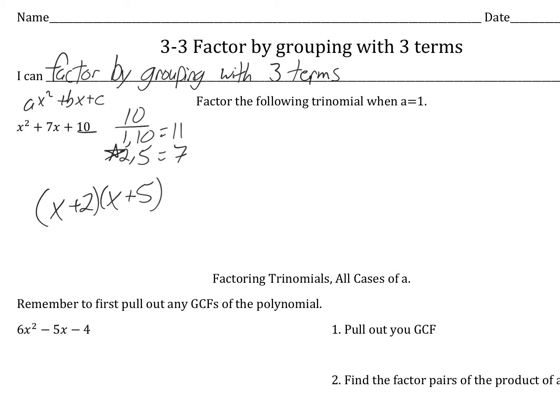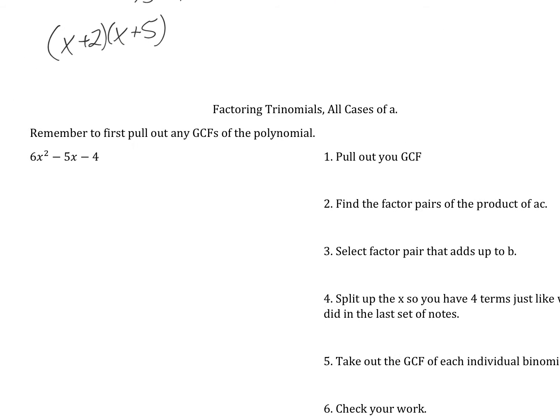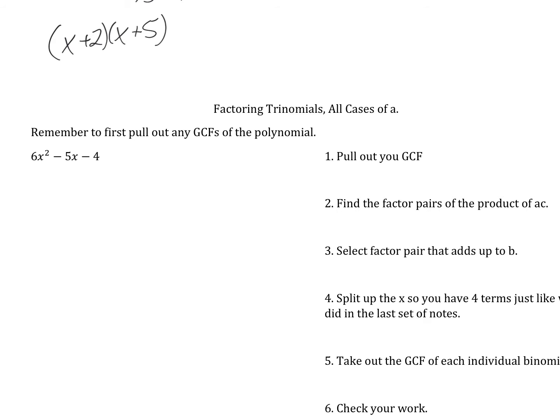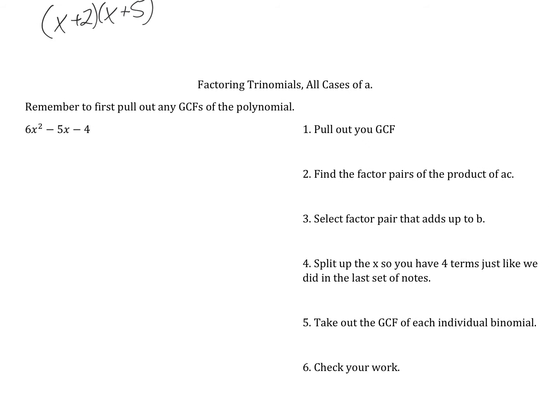So let's go ahead and try out a different one though. So what happens if a isn't 1? Because when a is 1, it's very simple. When a is not 1, what you're going to do is first look and see if you have a GCF. Well, 6, 5, and 4 don't share any common factors, so that's good. We're going to pull out our GCF, already did that. Find the factor pairs of A times C. So remember, this is A, this is B, this is C. So A times C is actually 6 times 4. 6 times 4 is 24.